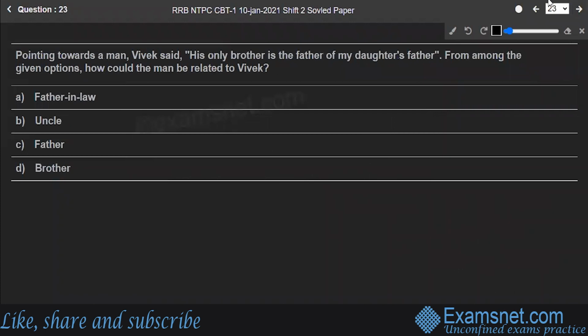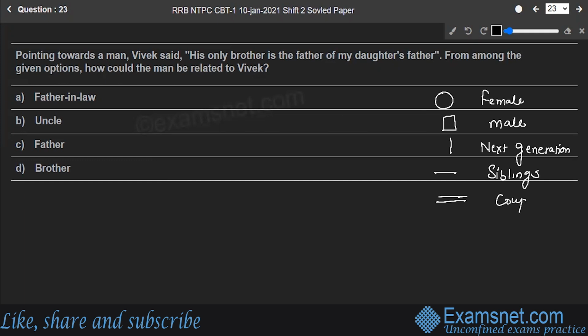Next is question number 23. Pointing towards a man, Vivek said, his only brother is father of my daughter's father. Okay. Similar type of question we have done before. To answer this question, I'll be using some symbols. Circle will represent a female. Square will represent male. Vertical line, next generation. Horizontal, sibling. Double line, couple. Married couple.